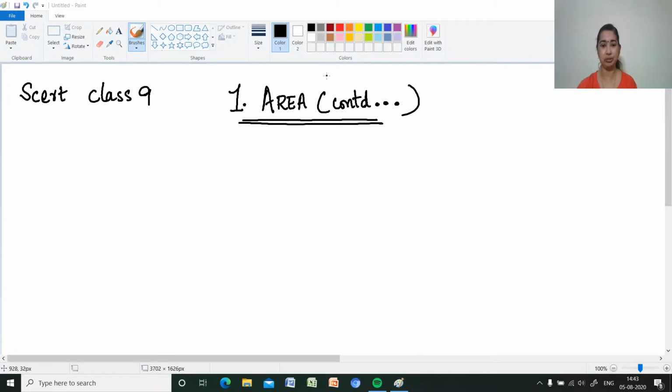This is a continuation of your previous classes. We were discussing how to convert areas of equal triangles to triangles of the same area. Now we are discussing how a quadrilateral can be converted to a triangle of the same area. For that, first we have to draw a quadrilateral, that is a four-sided figure.